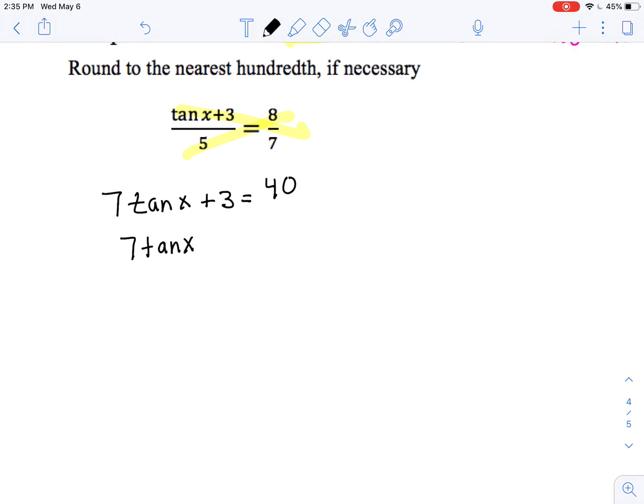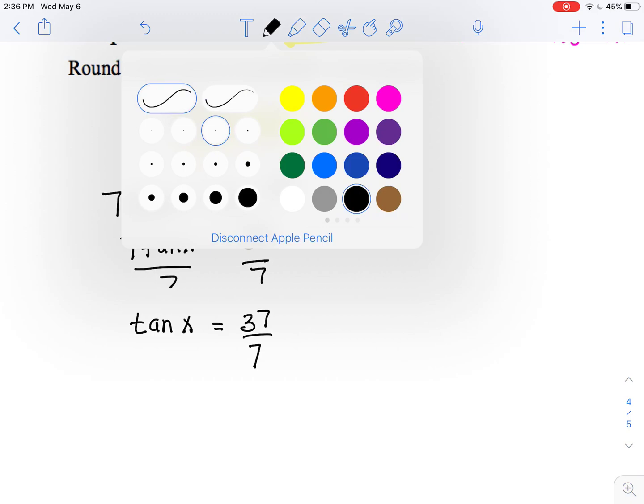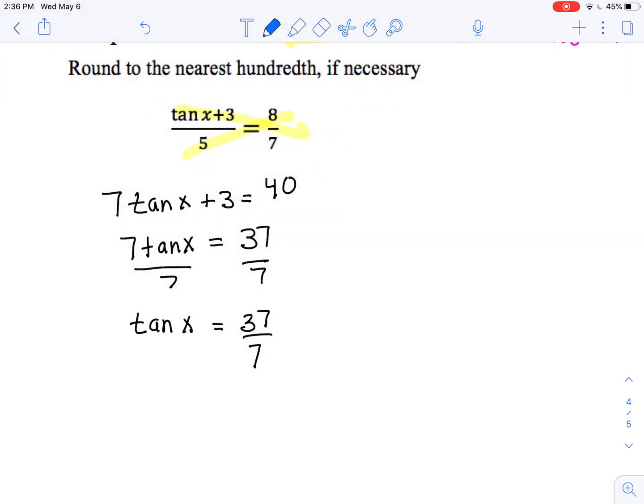I'm going to get the trig ratio by itself, subtract 3, and I'm going to get 37, and divide by 7. I'm going to get tan of x is equal to 37 over 7. So this is not in my exact values table. So I'm going to have to go ahead and use my calculator.